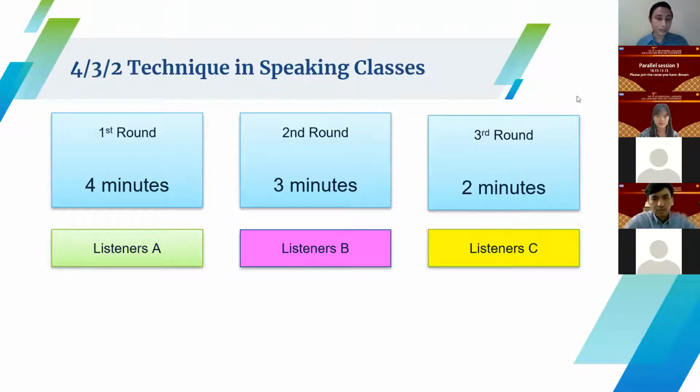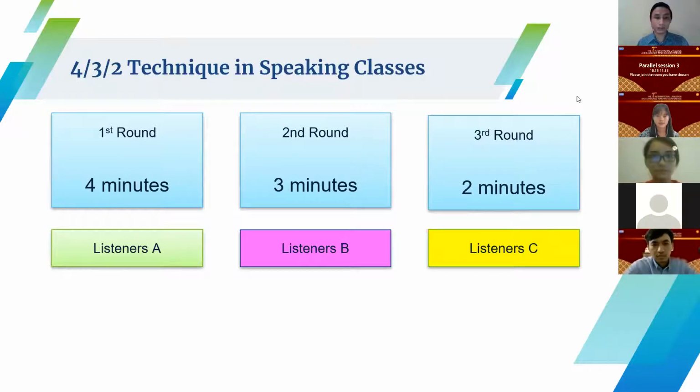There will be speakers who deliver the same content, which is why I put the same color boxes, in rounds of speech to different listeners in three rounds, with decreasing time allotment for each round. They have 4 minutes for the first round, 3 minutes for the second round, and 2 minutes for the third round. But they deliver exactly the same content to different listeners.